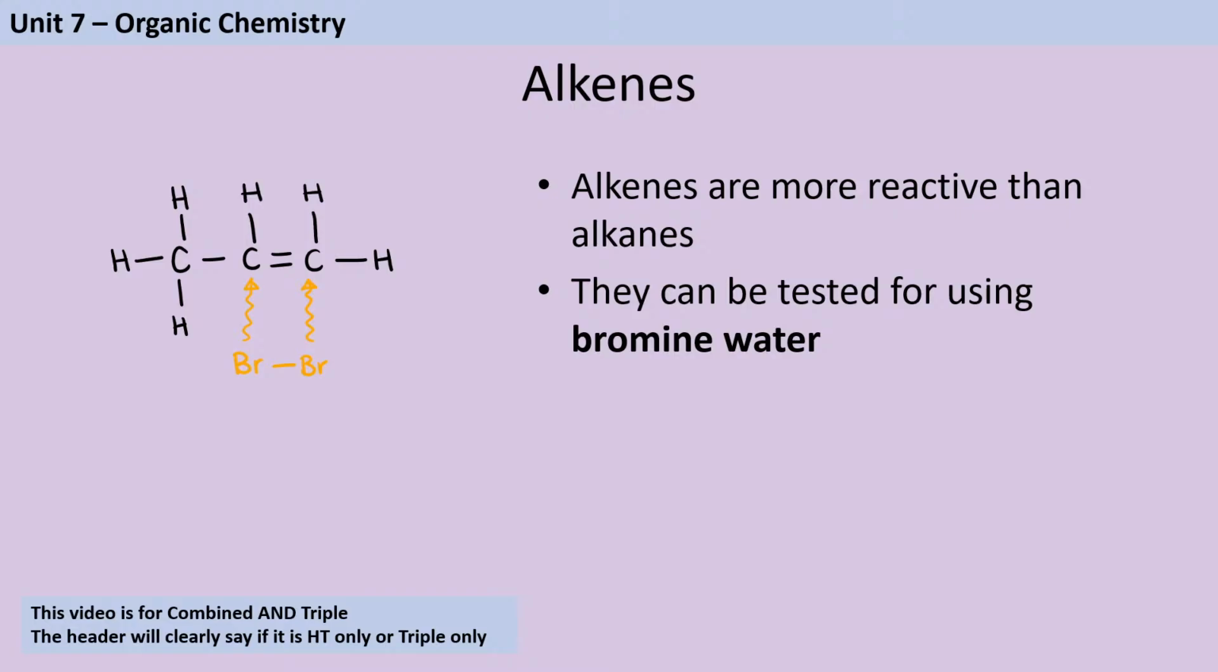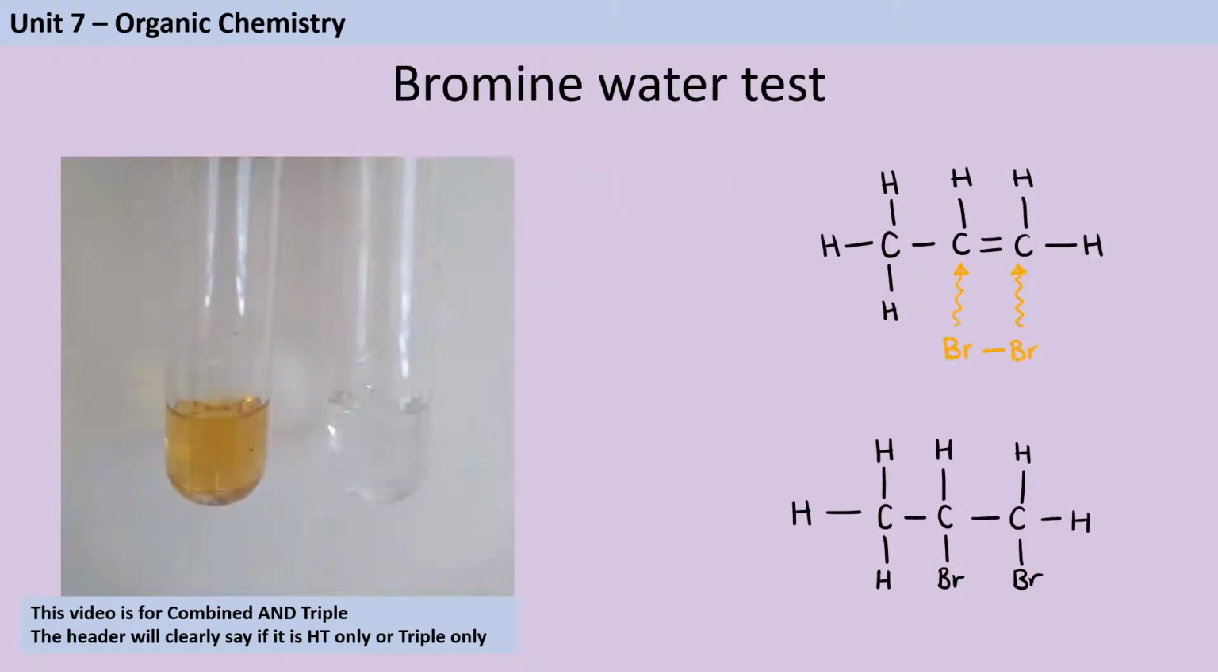Alkenes are more reactive molecules than alkanes, and we can differentiate between the two types of molecules using a test called the bromine water test. Bromine water is to detect the presence of unsaturated bonds, so since that's the only difference between an alkane and an alkene, it allows us to work out which one's which.